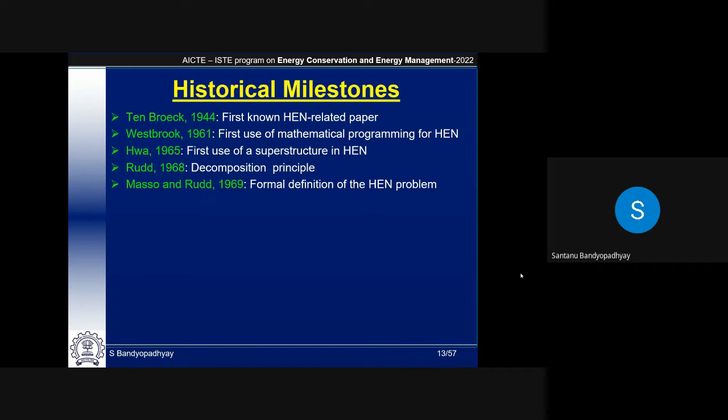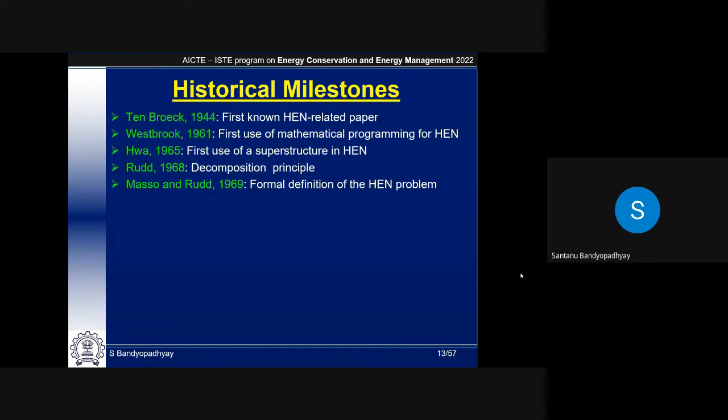Then a few series of papers came in the 60s, primarily from academia, Professor Westerberg, Professor Rudd, and Rudd and his student Masso, and there are a few more. But essentially, they have talked about a mathematical programming approach, an optimization approach, writing down all possible combinations, capturing them through superstructure. And the formal problem of heat exchanger network is defined by Masso and Rudd.